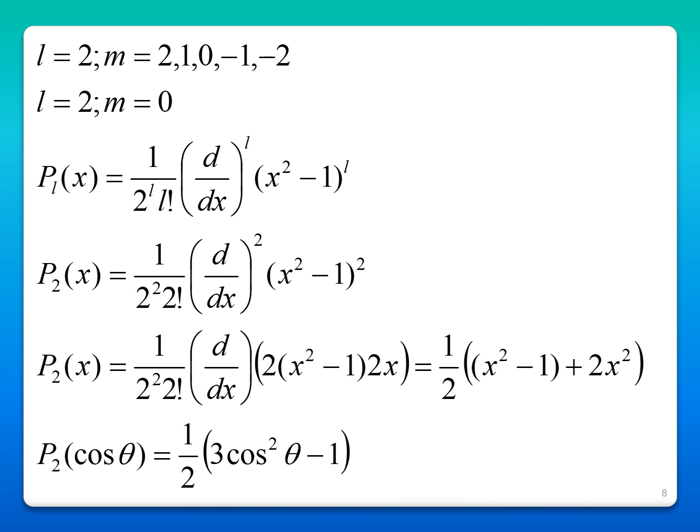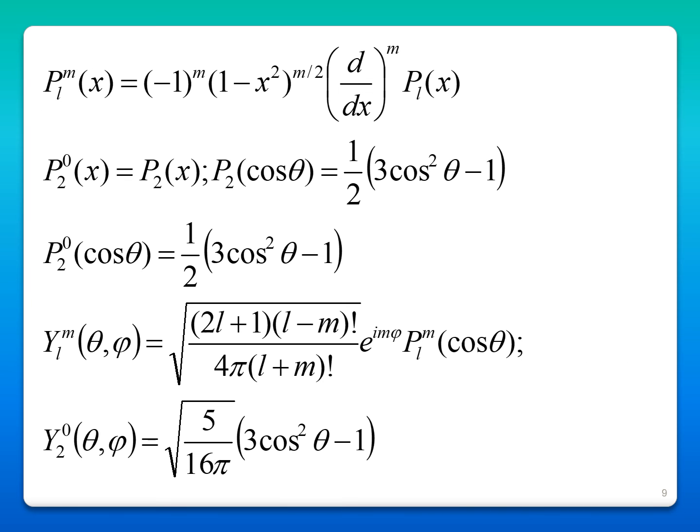So next is for L is equal to 2 and M is 2, 1, 0, minus 1 and minus 2. So first case you take L is equal to 2 and M is equal to 0. So P2 of X is 1 by 2 into 3 X squared minus 1. So P2 of cos theta is 1 by 2, 3 cos squared theta minus 1. And here P_2^0 of X is equal to P2 of X. So P_2^0 is nothing but 1 by 2, 3 cos squared theta minus 1. So if you substitute this value in Y_LM, then Y_20 is equal to square root of 5 divided by 16 pi into 3 cos squared theta minus 1.